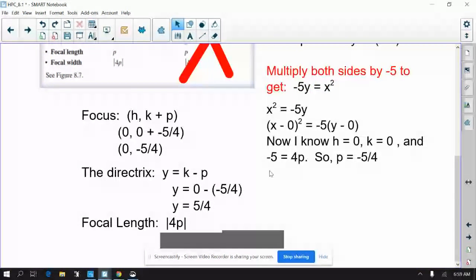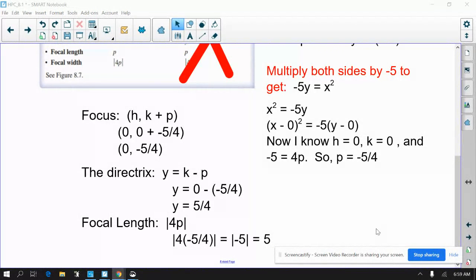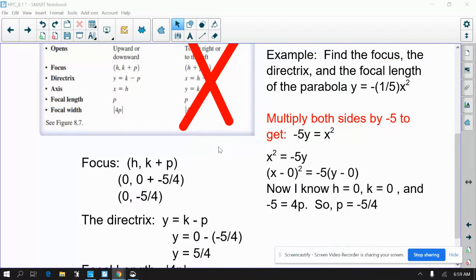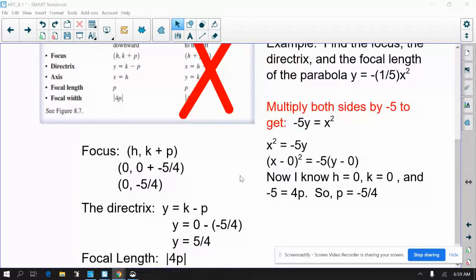And the focal length is 4 times p. Well, the p value is -5/4, and it's the absolute value of that, remember? So the 4's cancel out. It's the absolute value of -5, so it's just 5. So there's our first example. We have this parabola, and with the help of our notes, we can find the focus, the directrix, and the focal length.